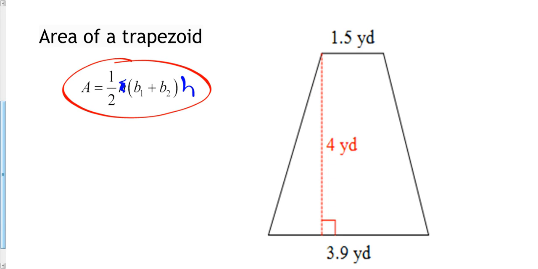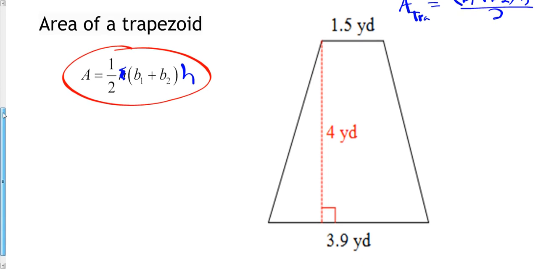An alternate way to look at it, area of a trapezoid, I put a T for trapezoid. I guess that looks like a triangle too, so maybe TRA. You could do base 1 plus base 2 times height divided by 2. It's just like with the triangle.